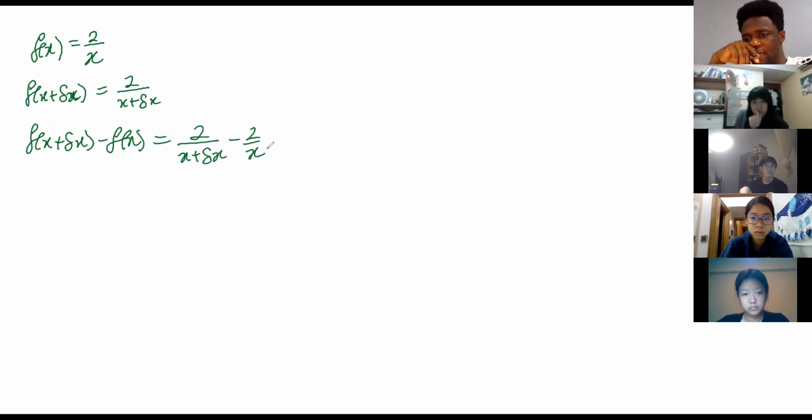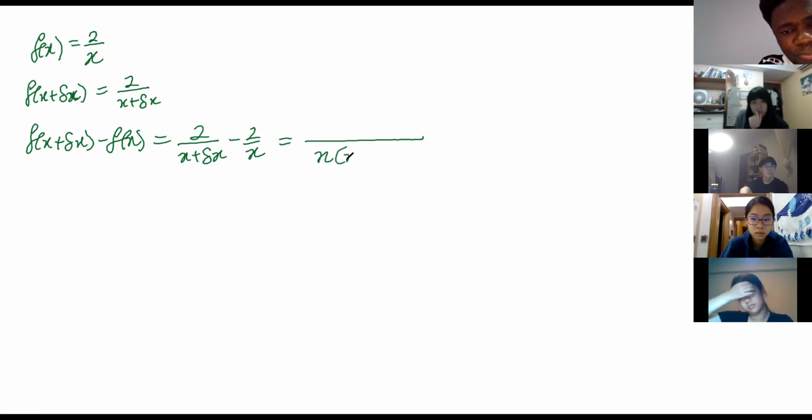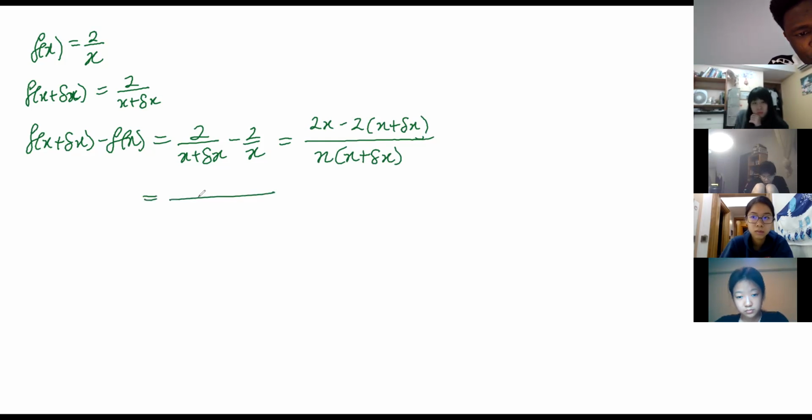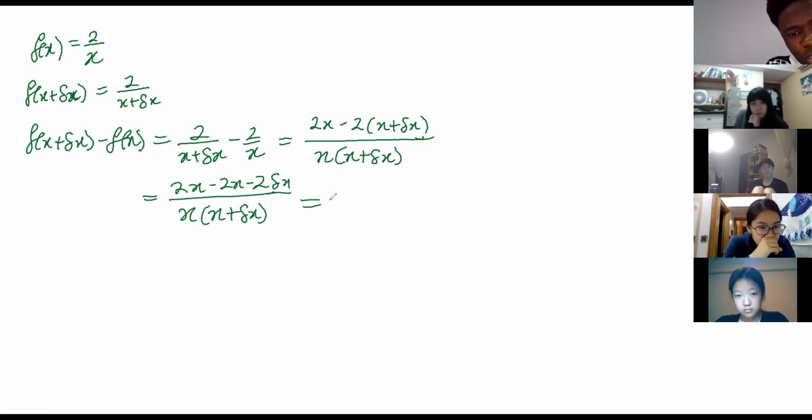Did you see it? All we have to do is combine them as a single fraction. You agree this will be 2x, then 2 times x plus delta x. Agree? So this is simply 2x minus 2x minus 2 delta x, and that gives you negative 2 delta x divided by x bracket x plus delta x. All right?